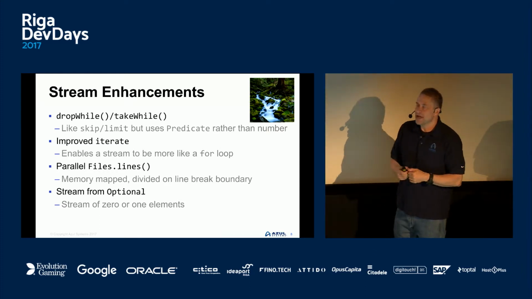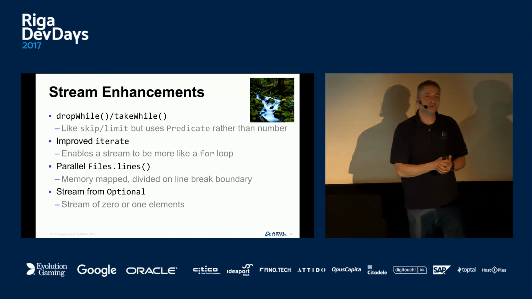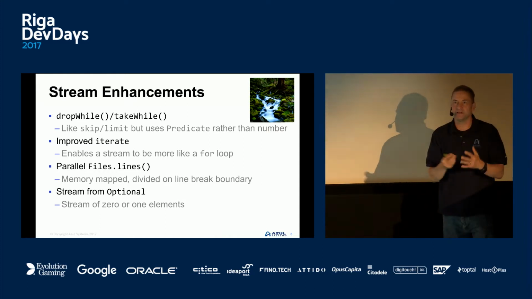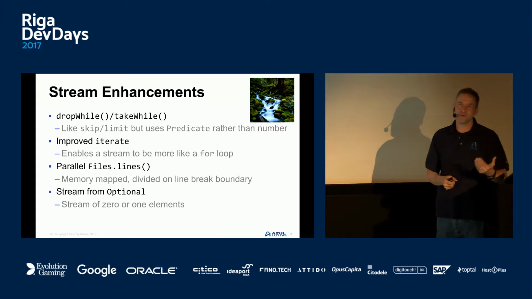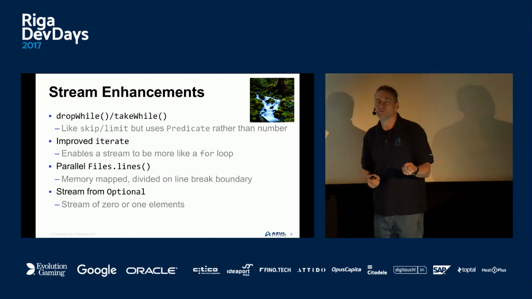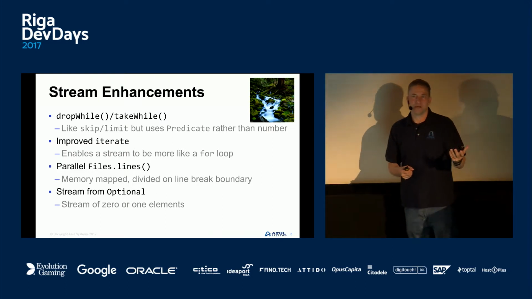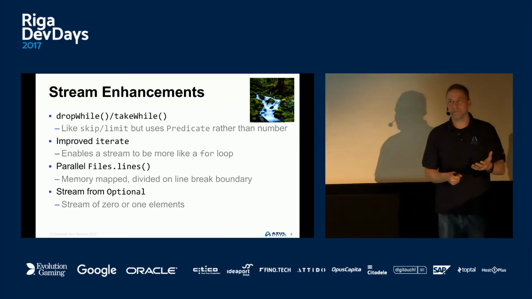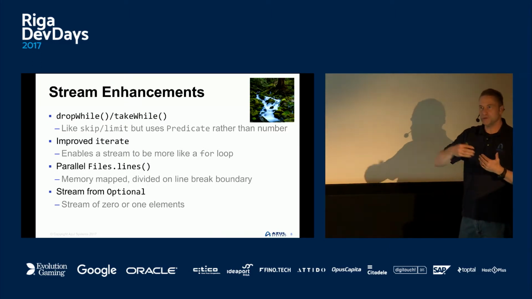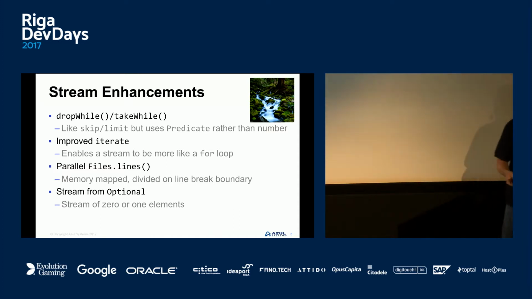There is now an Optional method which returns a stream. So if you've used optionals, which encapsulate a value, either a null reference or a valid reference, you can now get a stream from that which returns either 0 or 1 element. 0 elements if it's a null, 1 element if it's a valid reference. And then you can use the same ways of processing that stream as if it's any other kind of stream.